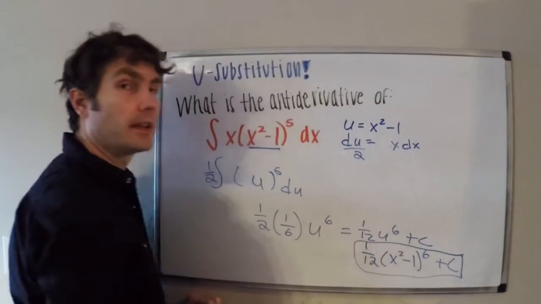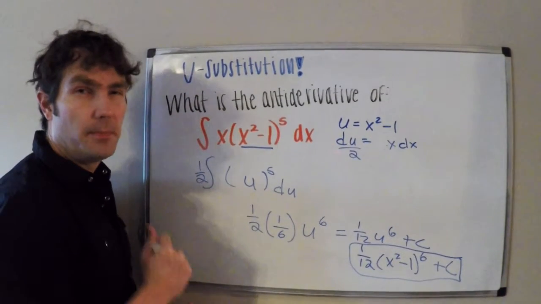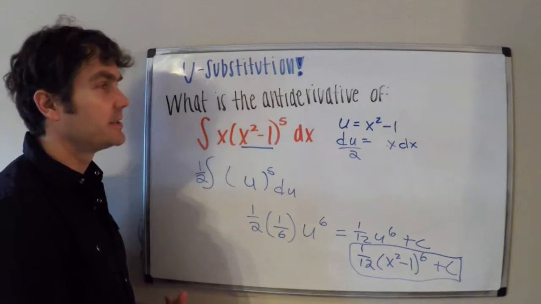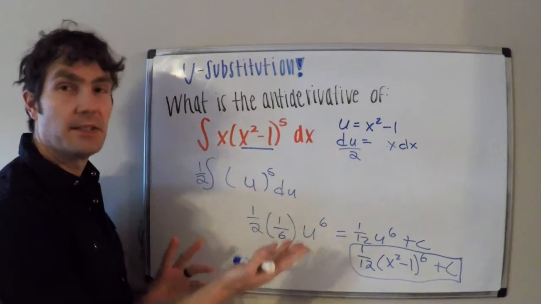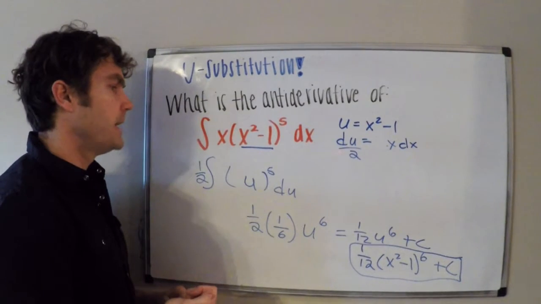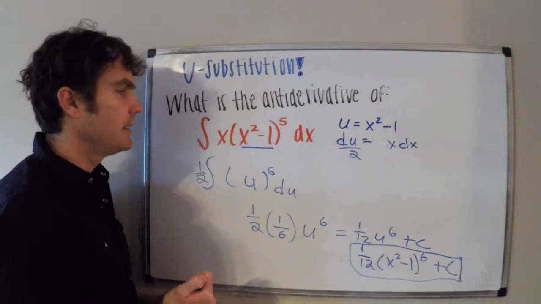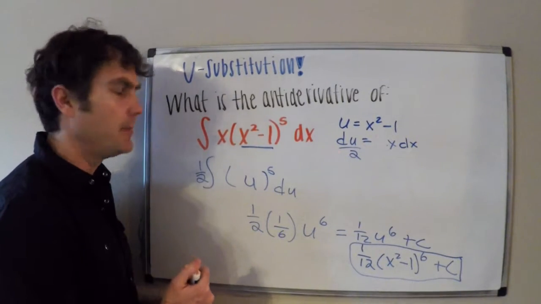And that's a basic example of U-substitution. Now this U-substitution can be useful in a lot of different scenarios. You can imagine them with sines and cosines, with square roots, but there's lots of different applications of this, and we will give you maybe another example in the comments.